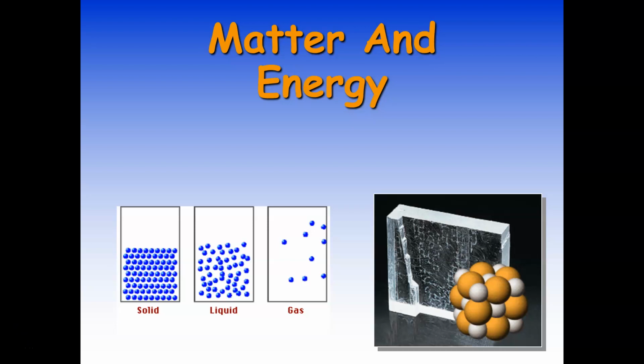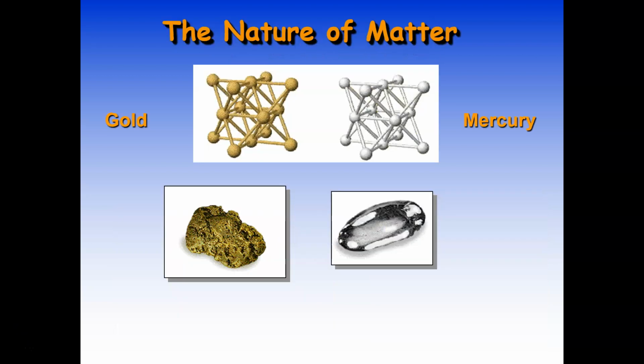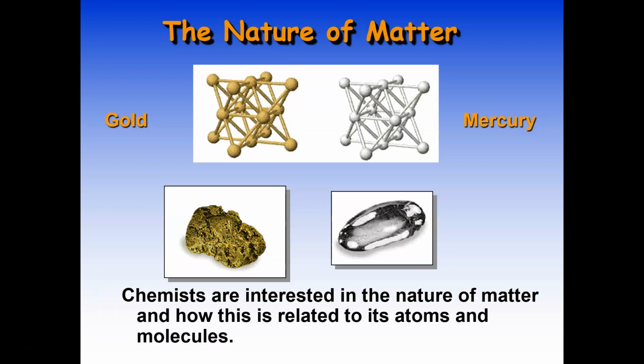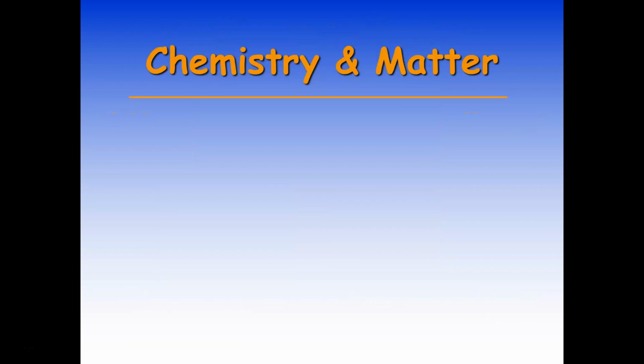Today we're going to be talking all about matter and energy. So what is the nature of matter? We have gold and we have mercury, and on an atomic level they look pretty similar, but on a macroscopic or with the invisible eye level they look very different. So chemists are interested in the nature of matter and how this relates to its atoms and molecules. So why is matter the way it is, and how does this connect to that internal structure?